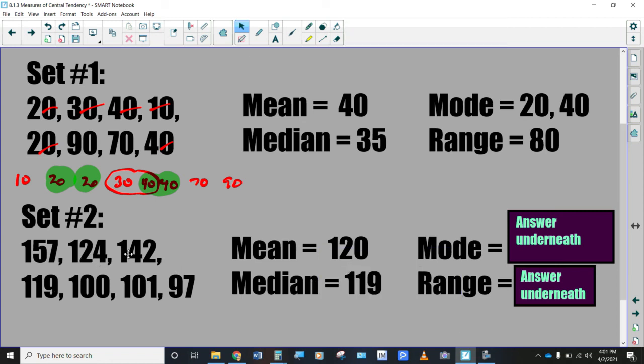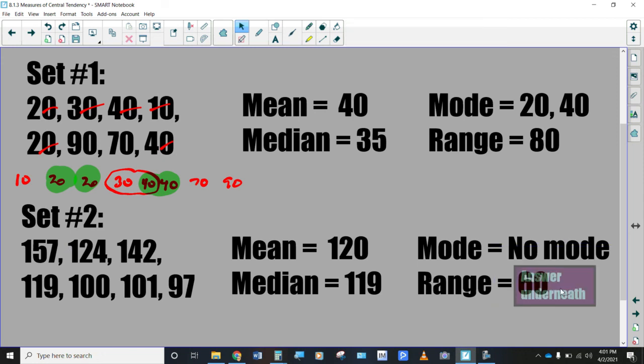Yes, it is. Is there a mode in here? Are any numbers repeated? I don't think so. That means there's no mode. And the range would be whatever we get when we take the highest number, which is 157, and subtract away 97. That looks to me like the range is going to be 60. And that's what the range is.